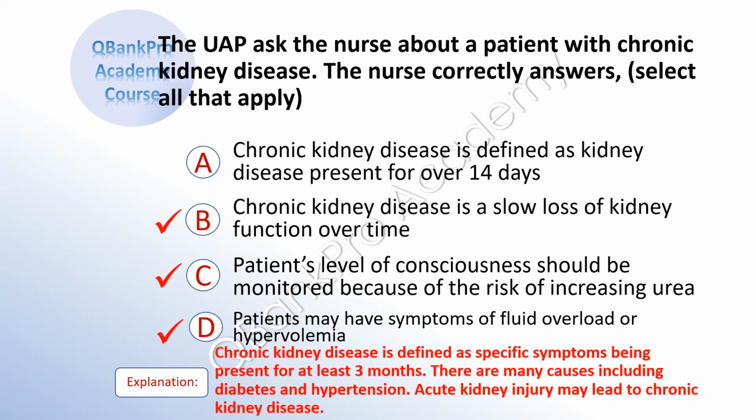The correct answer is B. Chronic kidney disease is a slow loss of kidney function over time. C. Patient's level of consciousness should be monitored because of the risk of increasing urea. And D. Patients may have symptoms of fluid overload or hypervolemia. Explanation: chronic kidney disease is defined as specific symptoms being present for at least 3 months. There are many causes, including diabetes and hypertension. Acute kidney injury may lead to chronic kidney disease.